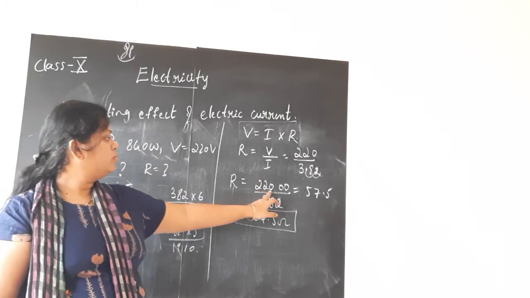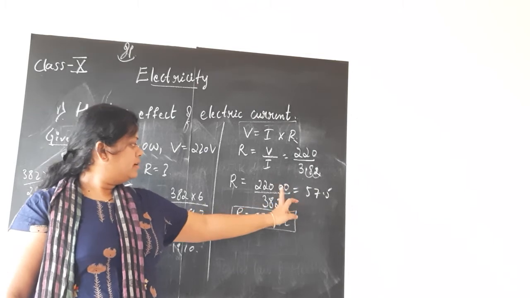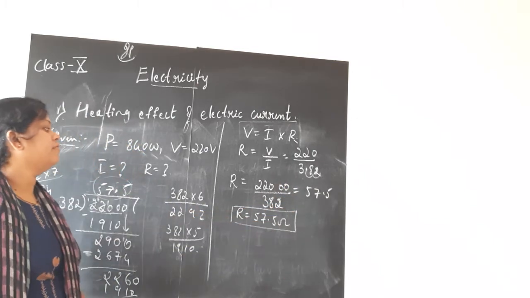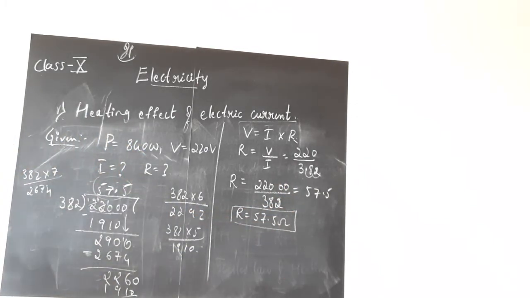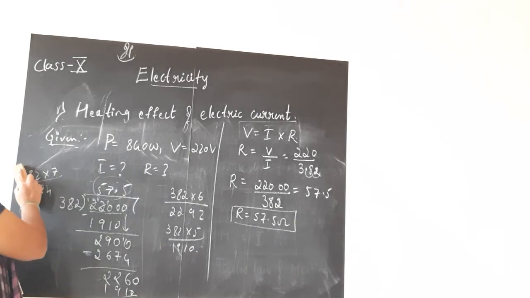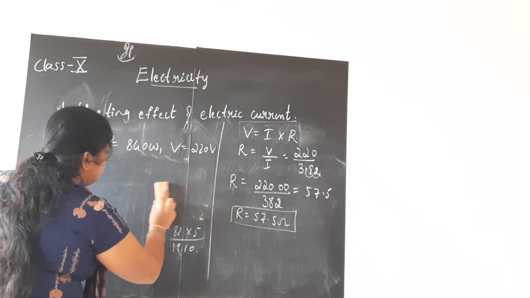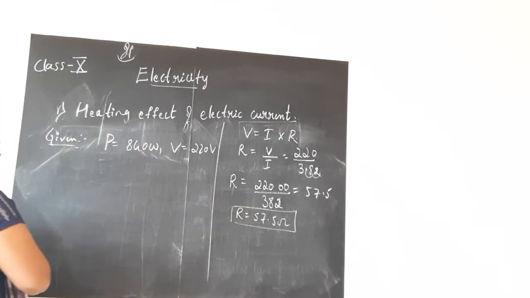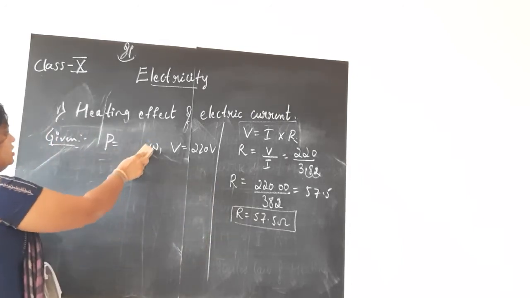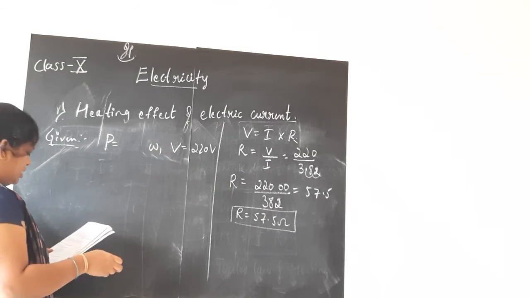When you divide 22000 by 382, we got 57.5 ohms. That is the first part. Again, similarly, we need to calculate for the second part also. Here also the same steps we are going to follow. The only difference is the voltage is the same. Same iron box we are using, no?